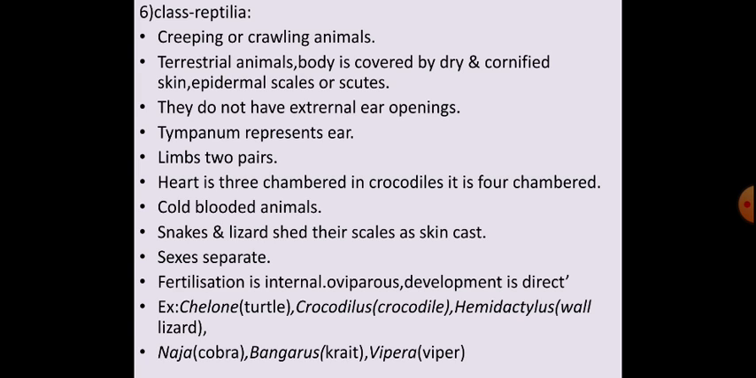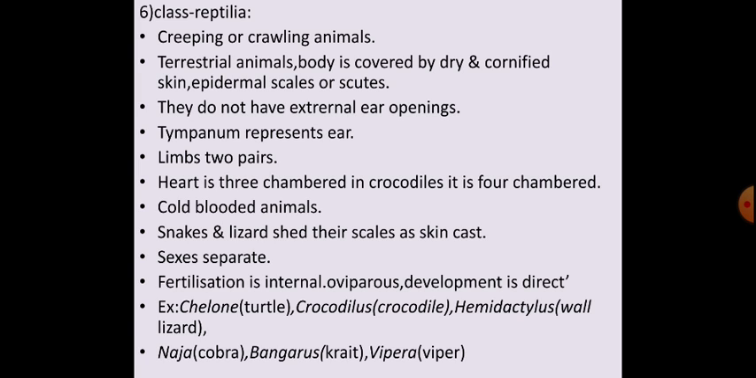Even crocodiles belong to class Reptilia. Crocodiles will be having limbs, whereas snakes don't have limbs. The meaning of Reptilia or reptum is to creep. They are terrestrial animals and their body is covered by dry and cornified skin.